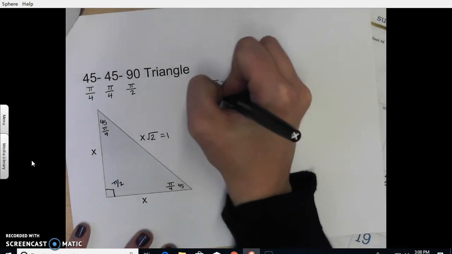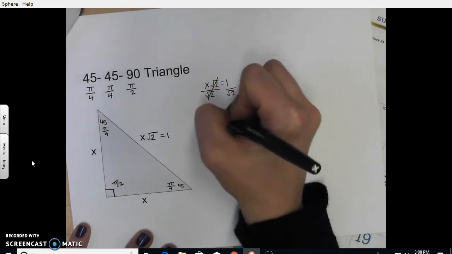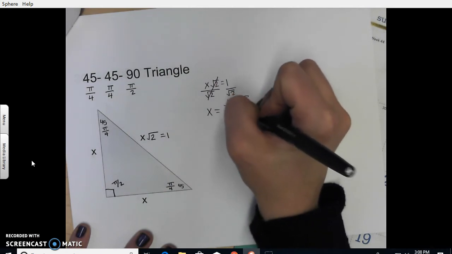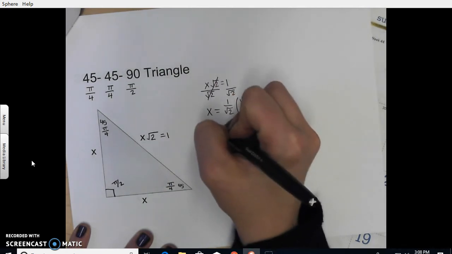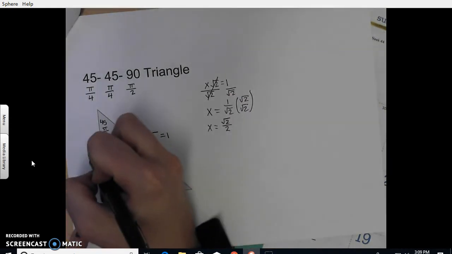I solve for x by dividing by root 2. x is equal to 1 over root 2. Rationalize. And x is equal to root 2 over 2.